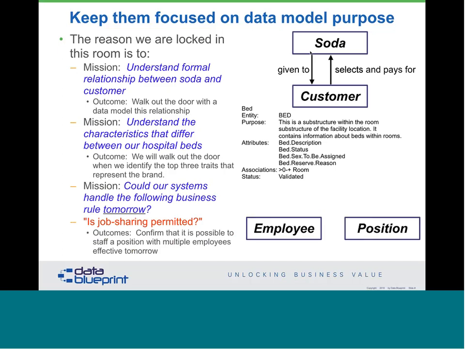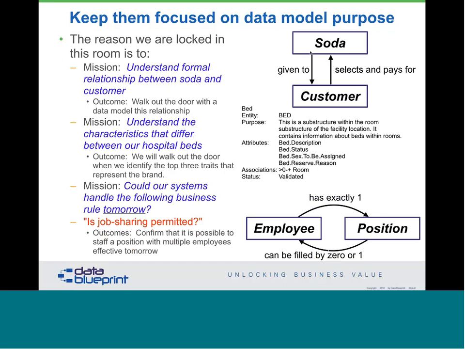Let's take a look a little further. Remember the job sharing question in there? Well, let's go down a little further on that and say job sharing. Could our systems handle the following business rule tomorrow? What if I wanted to start job sharing? Well, if the rule is an employee has exactly 1 position, we probably won't be able to do that. Oh, I'm sorry, I'm showing there with an arrow, so it does actually have multiple positions, so an employee does have the ability to do multiple positions and can be filled by 0 or 1 positions on that.